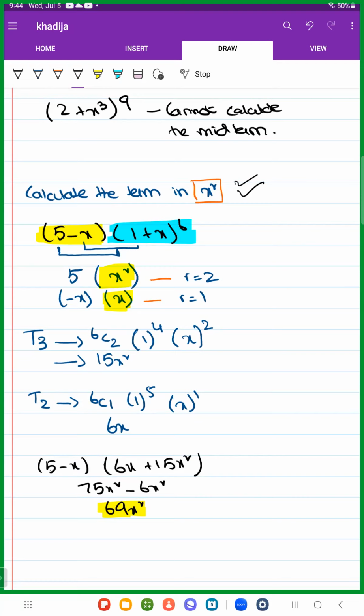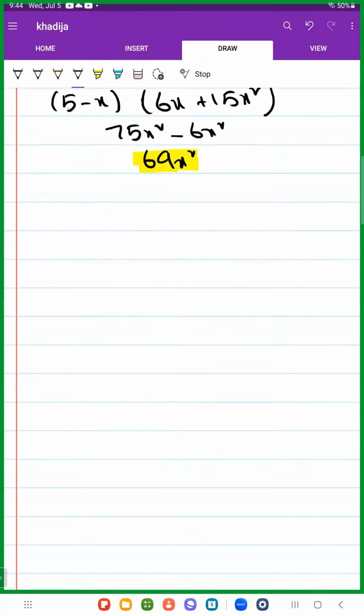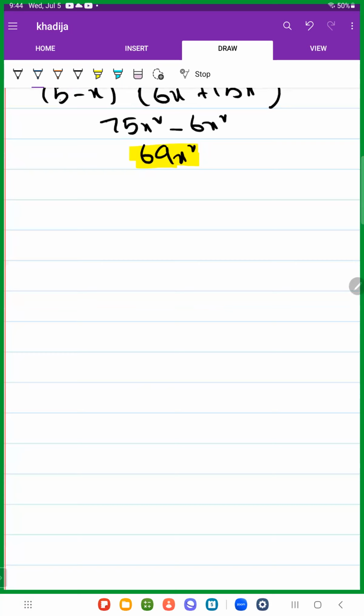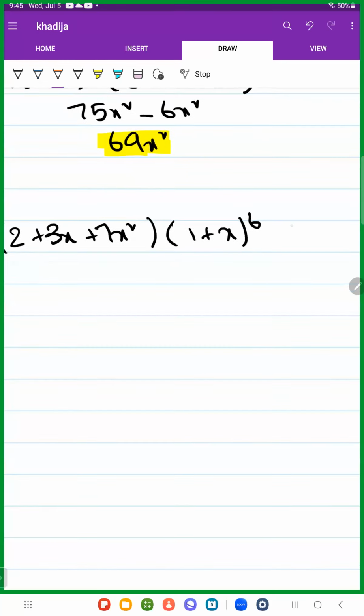Similarly, now I want you to do a similar question on your own. This question has 3 terms: (2 plus 3x plus 7x squared) into (1 plus x) to the power 6. Try to do it on your own, then I'll do it with you. I want you to find the term for x squared right now.